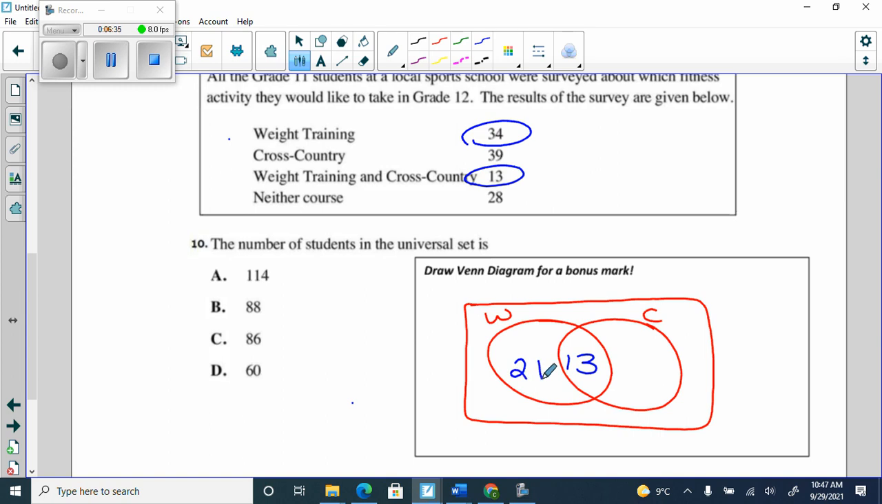Now, if that had said weight training only, I would go here and put a 34, correct? Now, cross country has 39. I already have 13 in here. So how many are cross country only? 26. This is the one I'm going to subtract from. And then neither is 28. They're like, nah, I would rather not do any of those. So how many are in the universal set? You add them all up. So 26 and 21 is 47, 50, 60, 88.